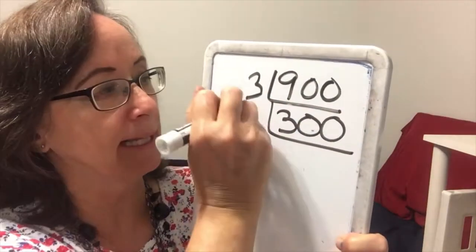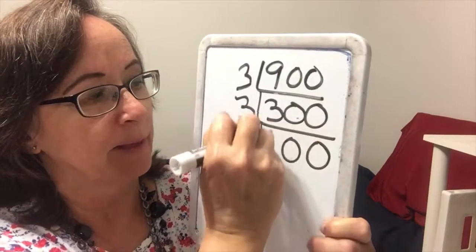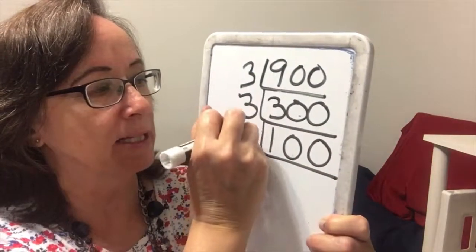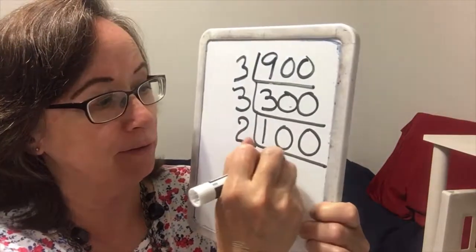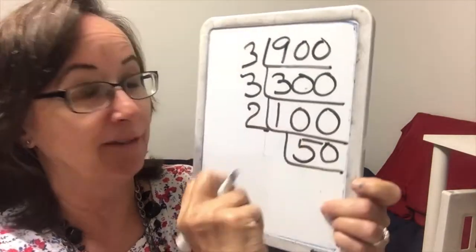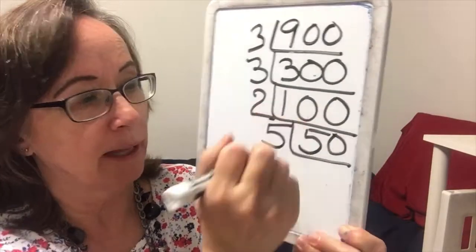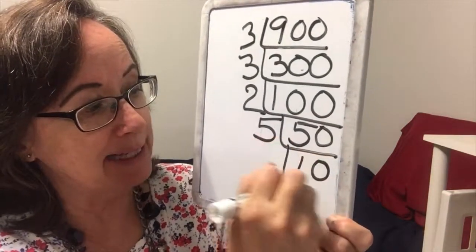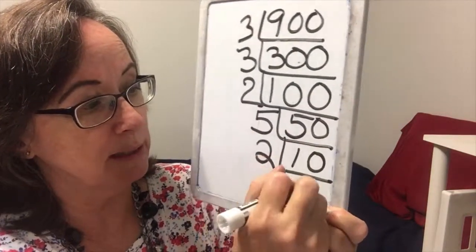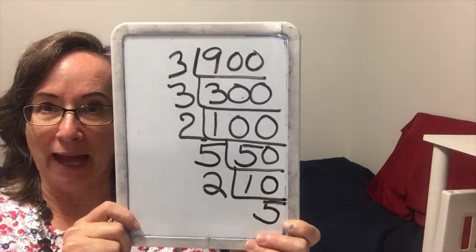And 300 is again divisible by 3, and I get 100. So 100 is divisible by 2, and I divide 100 by 2, and I get 50. And 50 is divisible by 5. And when I divide 50 by 5, I get 10. And 10 is 2 times 5. And there we have our board.